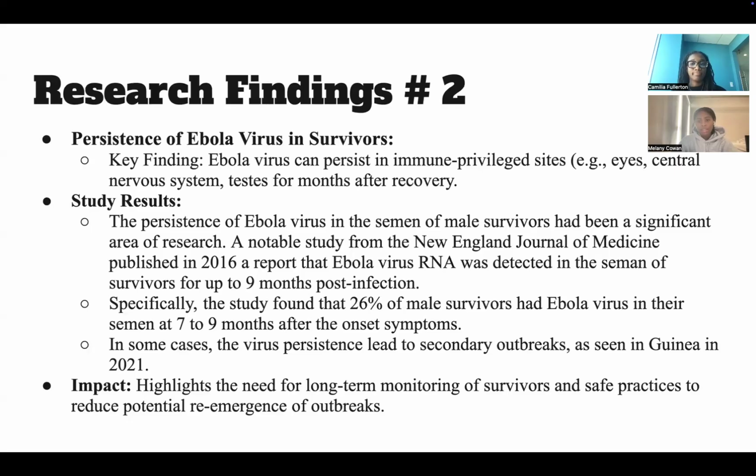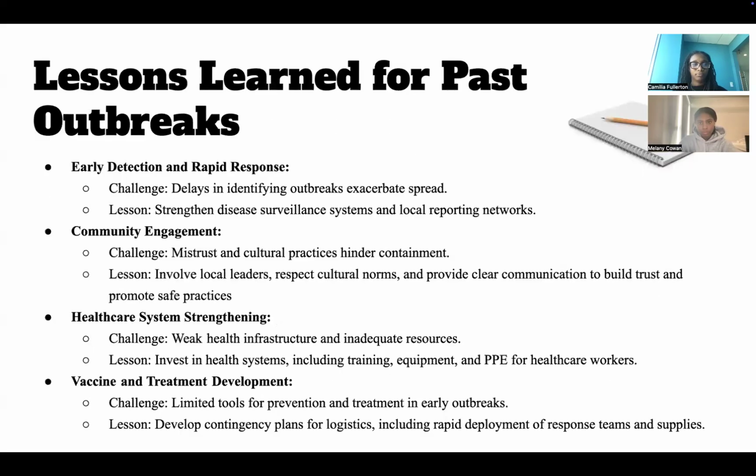The impact highlights the need for long-term monitoring of survivors and safe practices to reduce the potential emergence of outbreaks. So this finding emphasizes not only the importance of long-term monitoring, but also the need for survivor-specific guidelines to manage risk, such as sexual practices and regular health screening, to prevent further outbreaks. Next slide.